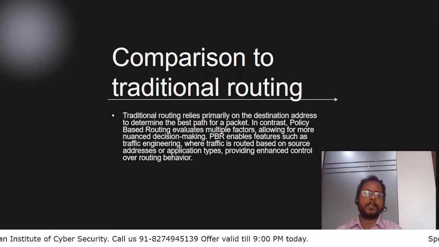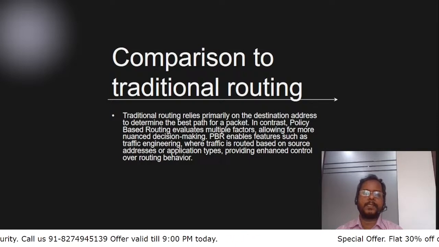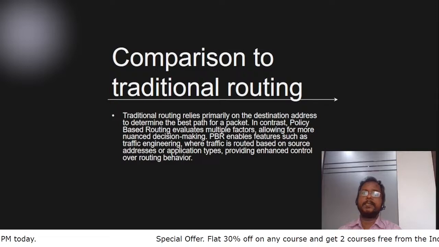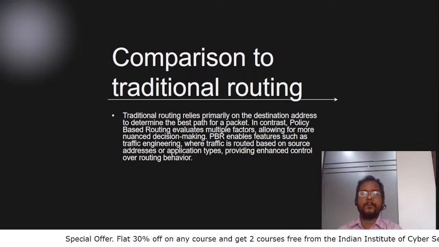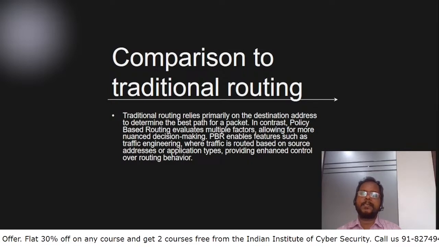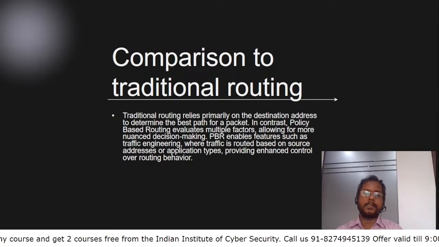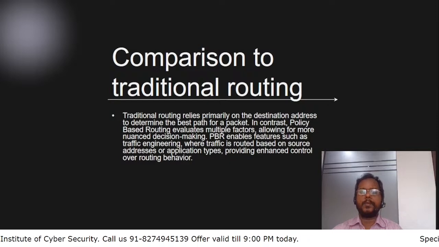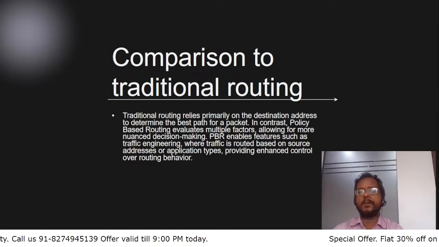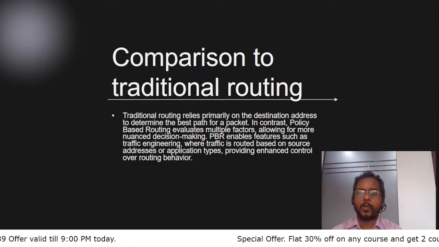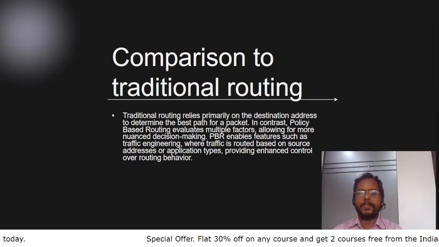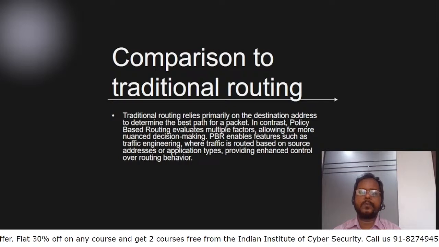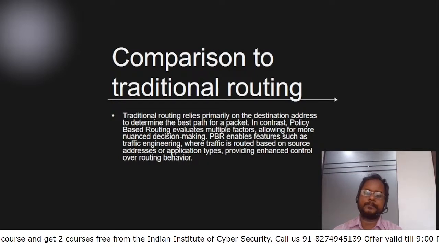What is the comparison to traditional routing? Traditional routing relies primarily on the destination address, as I've already told you, to determine the best path. So it actually sees the RIB, or the routing table, routing information base, and finds the best path, that is the destination network. Now, in contrast, policy-based routing evaluates multiple factors, allowing for more nuanced decision making. So PBR enables features such as traffic engineering or path selection, where traffic is routed based on source address or the application types, providing enhanced control over routing behavior and policies.